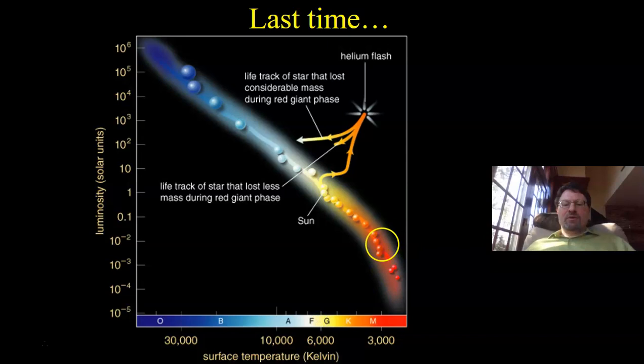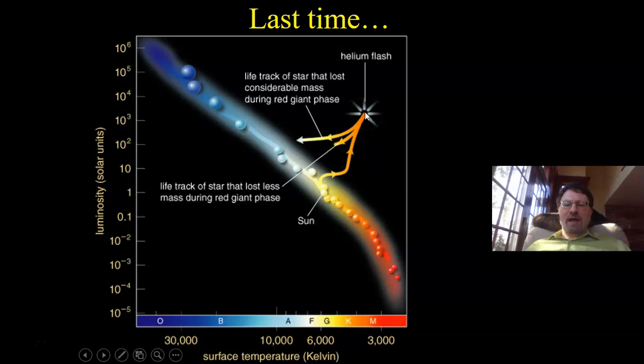And as a review, last time we were in the middle of chapter 13. We had been discussing the evolution of low mass stars like our sun. And so just to review, a star like our sun would start on the main sequence. It goes across the subgiant branch and it leaves the main sequence after it's run out of hydrogen fuel in its core. After going across the subgiant and then up the giant branch, it has this helium flash.